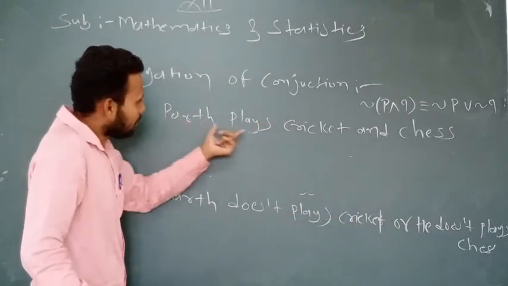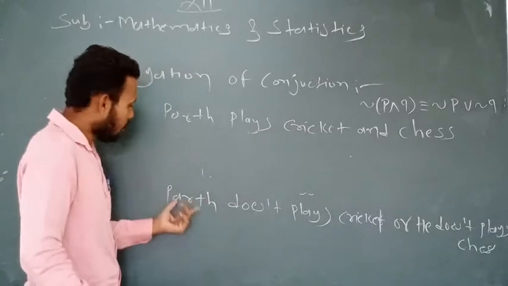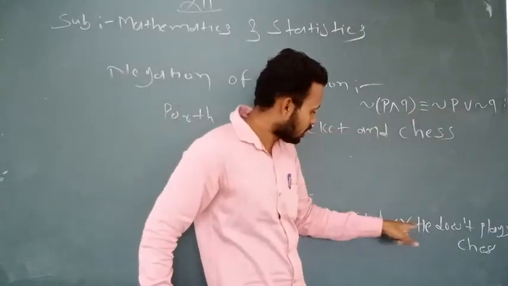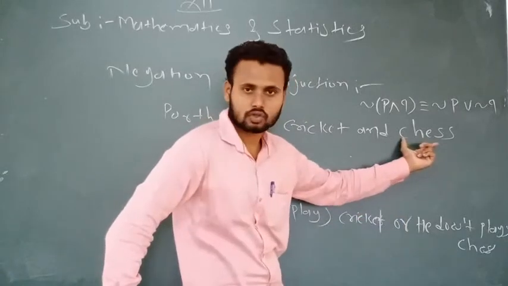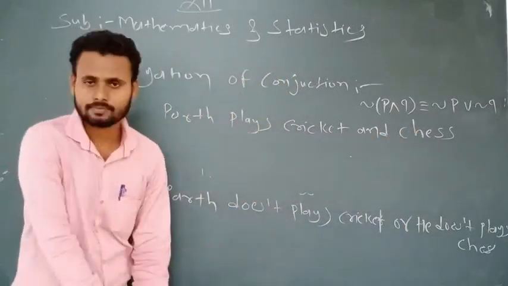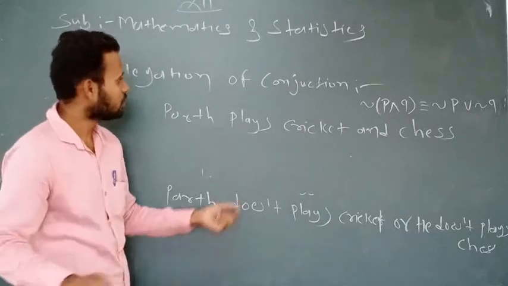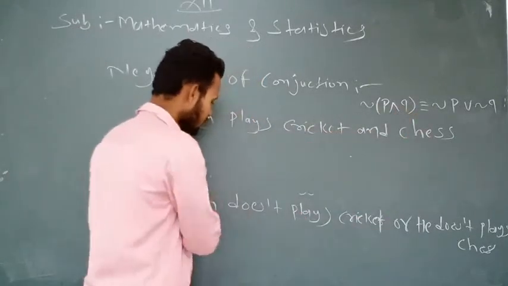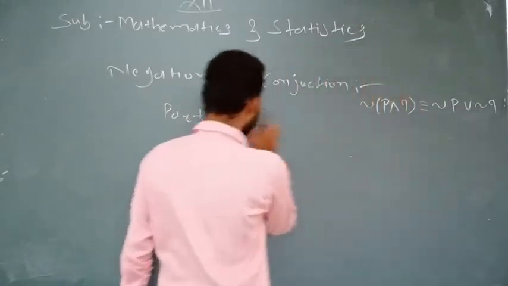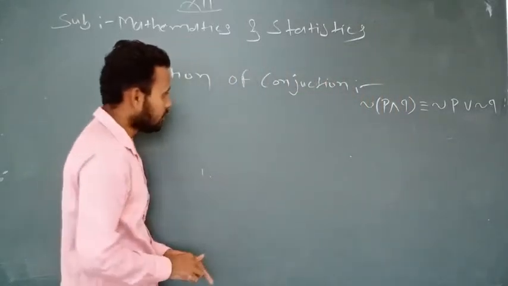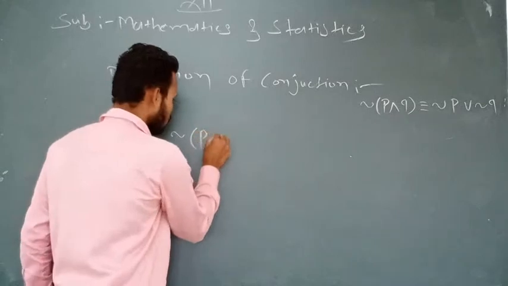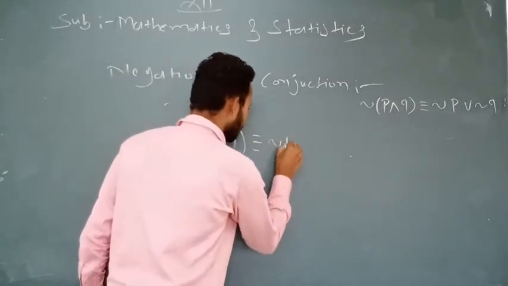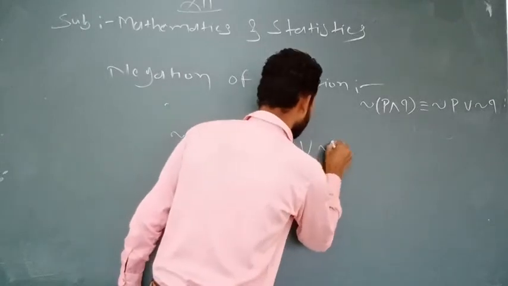Park plays cricket; the negation of that statement is: Park doesn't play cricket. In place of and we replace it with or, and for the next statement also take the negation, which means he doesn't play chess. This is the required negation of a conjunction. Simply, the negation of a conjunction is the disjunction of their negations.